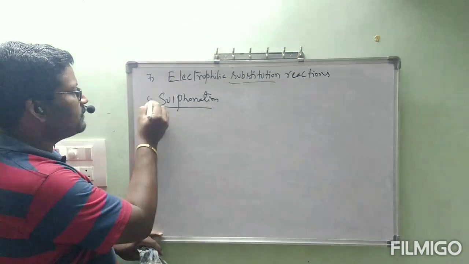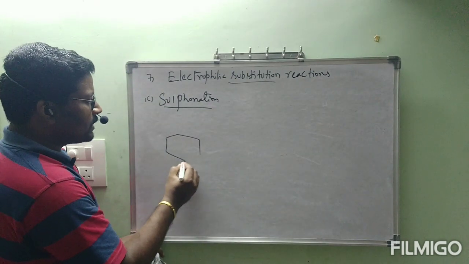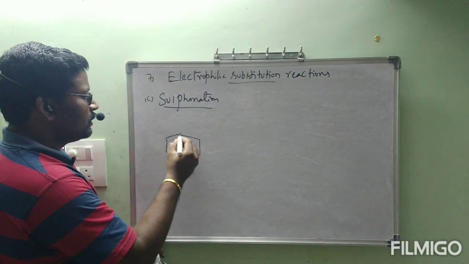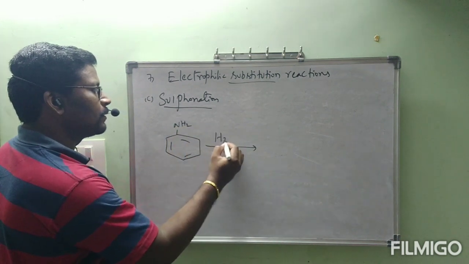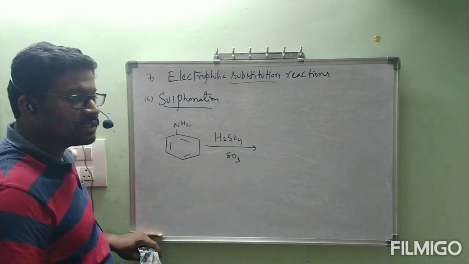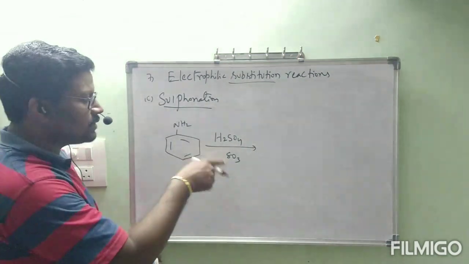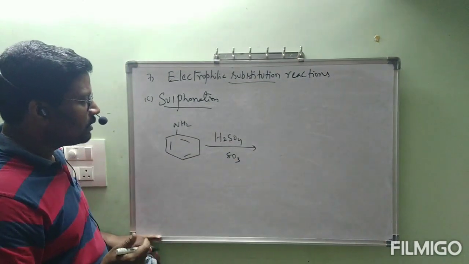First, under sulfonation. Under sulfonation, aniline is going to react with H2SO4 in presence of SO3. This is the reagent which is used for sulfonation. What will be happening? Observe carefully here.